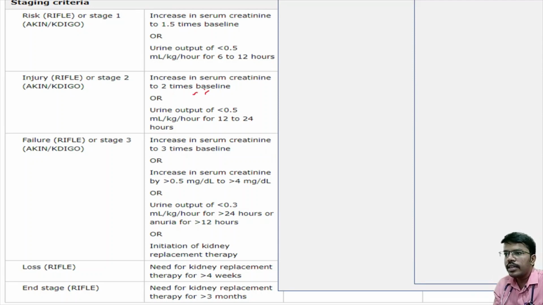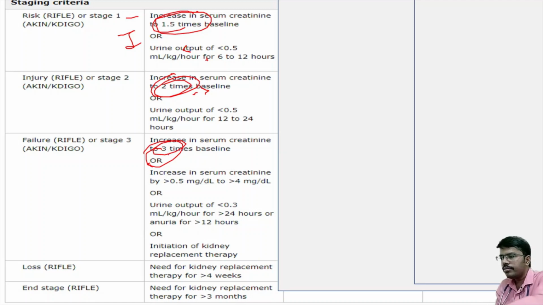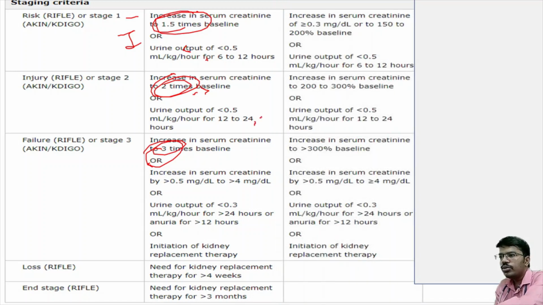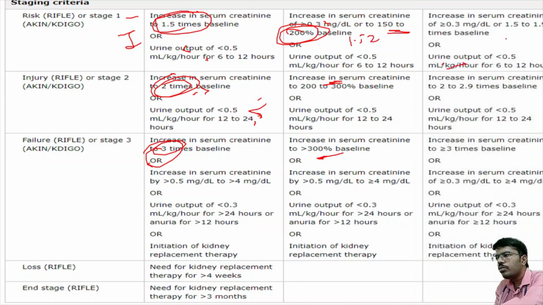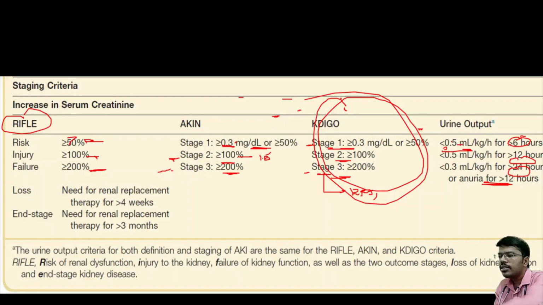See, if we take RIFLE in stage 1, rise in creatinine 1.5 times the baseline, 2 times the baseline, 3 times the baseline. In AKIN also, basically 1.5 to 2 times, 2 to 3 times, more than 3 times. Here also almost similar, 1.5 to 1.9, 2 to 2.9, more than 3 times. So just for the medicine resident, you just remember this: 50% rise in baseline, 100% rise and 200% rise. This is easy to remember.